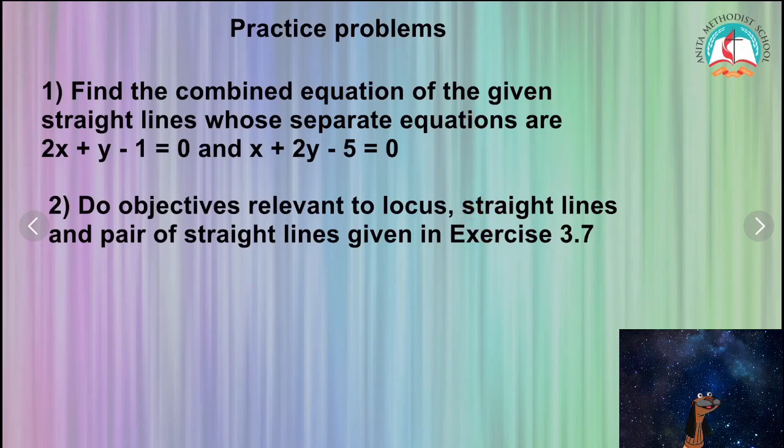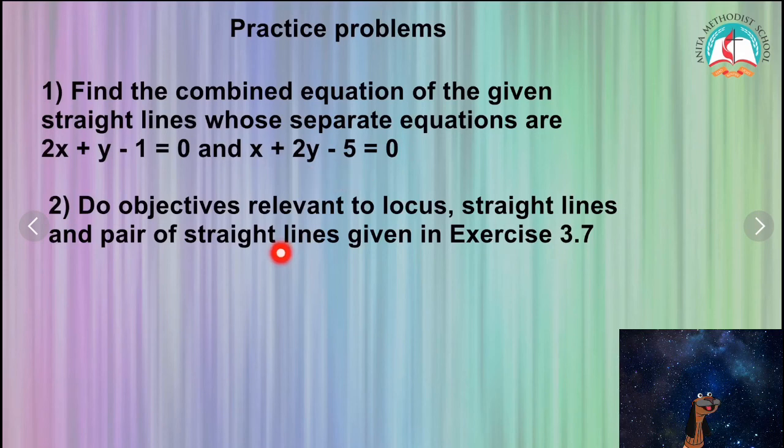Okay, find the combined equation. What do you mean by combined equation? You have to multiply. When you multiply, what are the terms you will get? X square term, y square term, xy, xy and constant. Okay, you simplify and write the answer. Okay, now go to the next one.